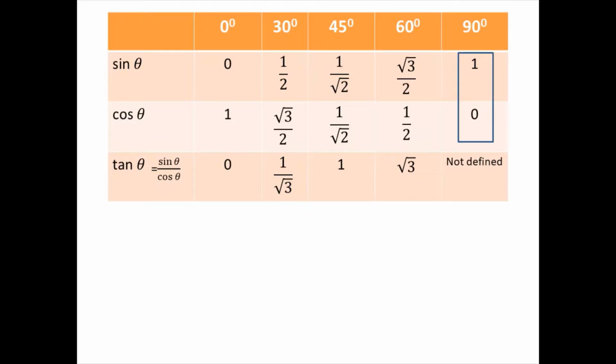Okay, so the last is 90 degree. Sine 90 is 1, cos 90 is 0, so 1 divided by 0. If you divide by 0, it becomes infinity. So it is not defined. Okay, so this is about the tan value.